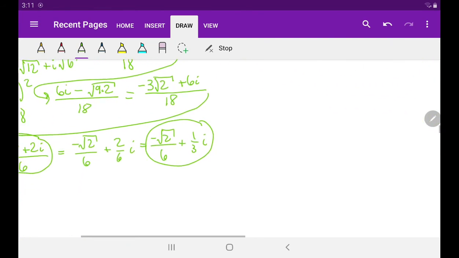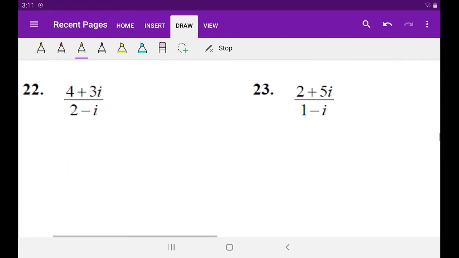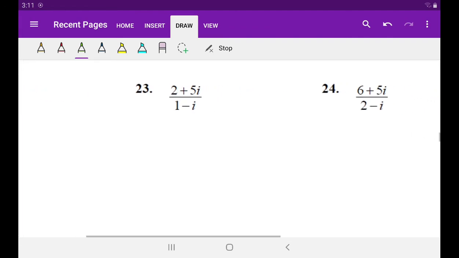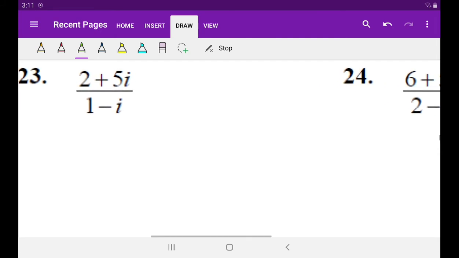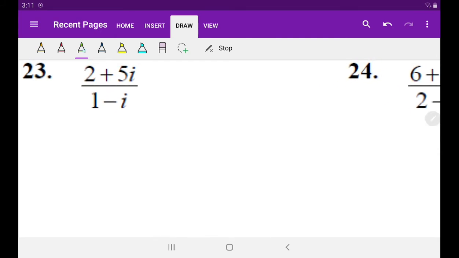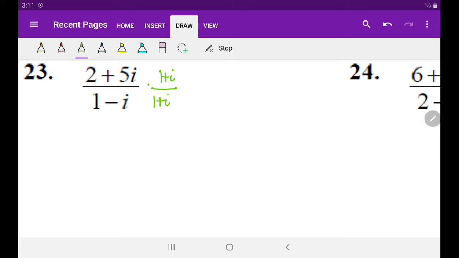So let's go ahead and take a look at 23. So for 23, our complex conjugate there is going to be 1 plus I. So we multiply by 1 plus I in our numerator and our denominator. And again, we'll have to FOIL our numerators. Okay, so our first 2 times 1 is 2. My outers, 2 times I, that'll be plus 2I. My inners, 5I times 1, so that'll be plus 5I. And then my last, 5I times I, that'll be plus 5I squared.